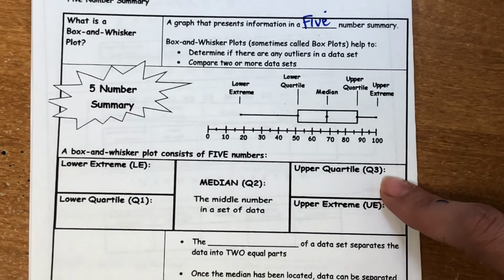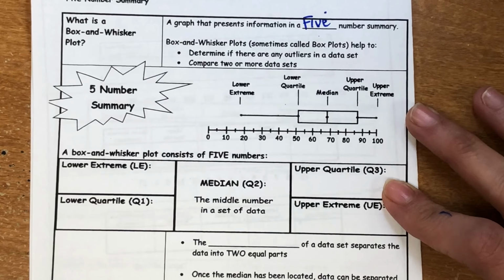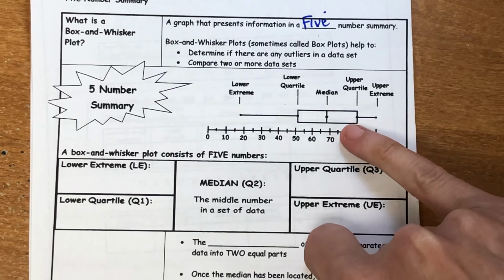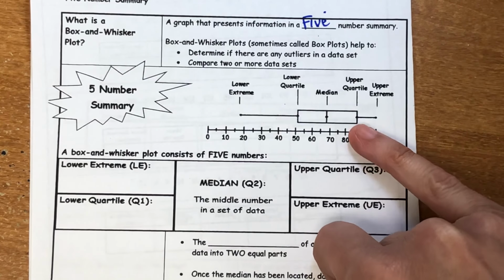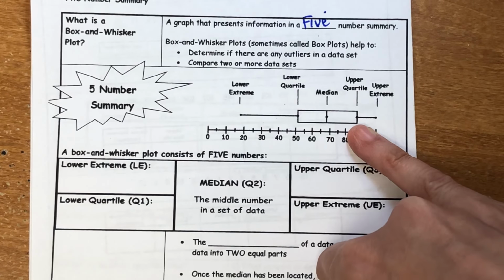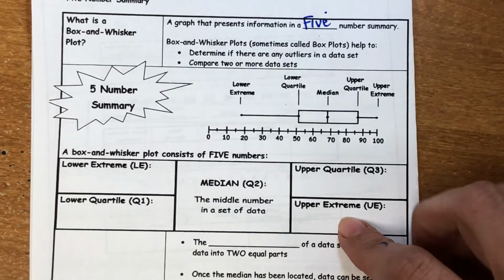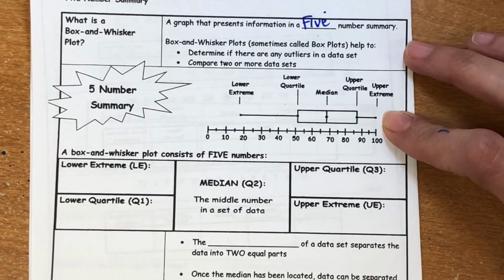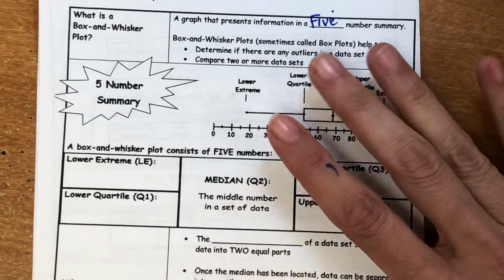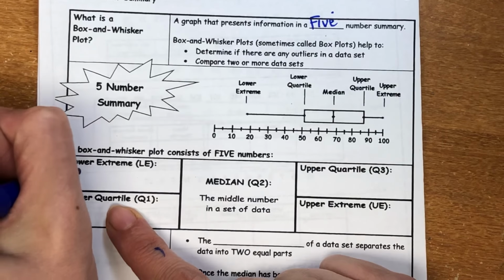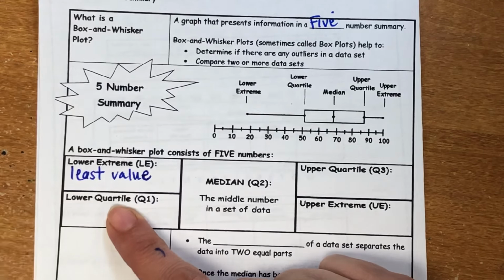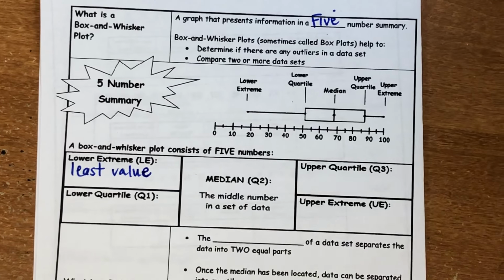The upper quartile, which is also known as quartile 3, or your third quartile, is going to be this number right here. That's the median of the upper half of your data. And then your upper extreme is going to be your highest value. So what we're going to write down here is your lower extreme is going to be your least value, your lowest value.